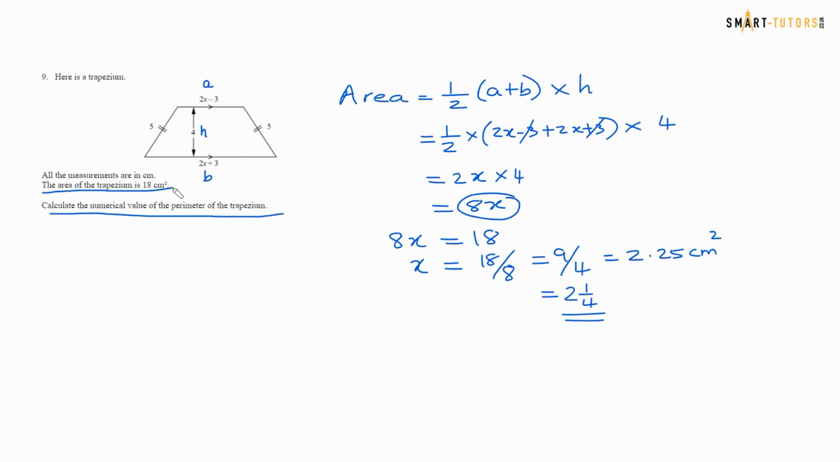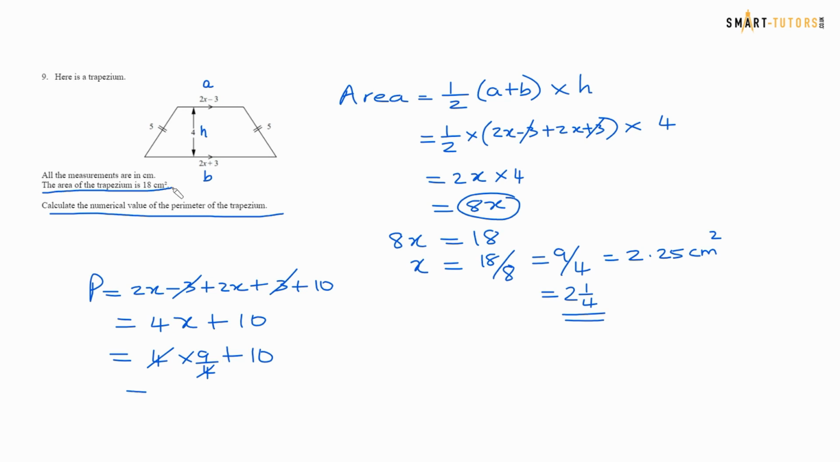So now they are asking for the perimeter of the trapezium. So the perimeter of the trapezium is 2x minus 3 plus 2x plus 3 plus 5 is 10. Minus 3 plus 3 cancel. 4x plus 10. So 4x equals 4 times 9 upon 4 plus 10. 4 and 4 cancel. 9 plus 10 is 19 centimeters. So that is the perimeter of the trapezium.